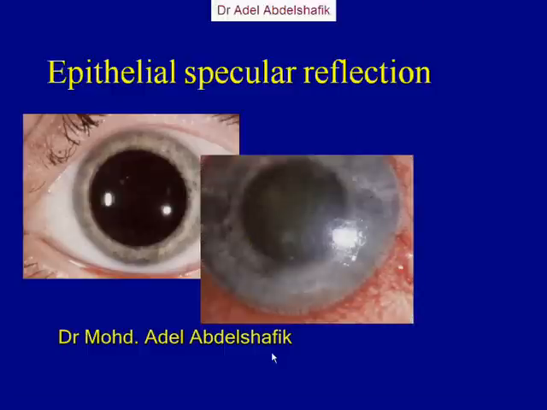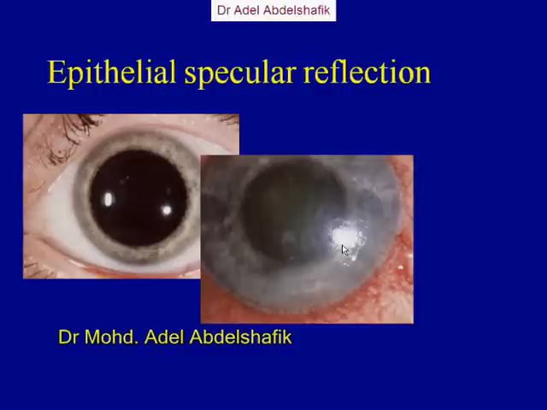While here the reflection is not smooth. What does this mean? This means that the interface between the epithelium and the tear film is not there. Either we have a dry eye and the tear film is not healthy, or the epithelium is defective. One of the two. This is the regular epithelial specular reflection that we are accustomed to.